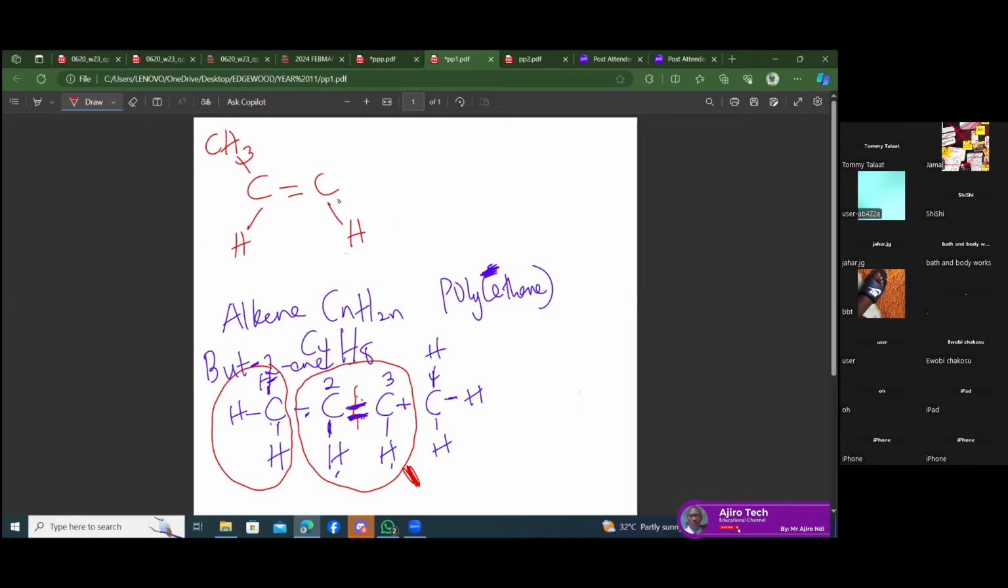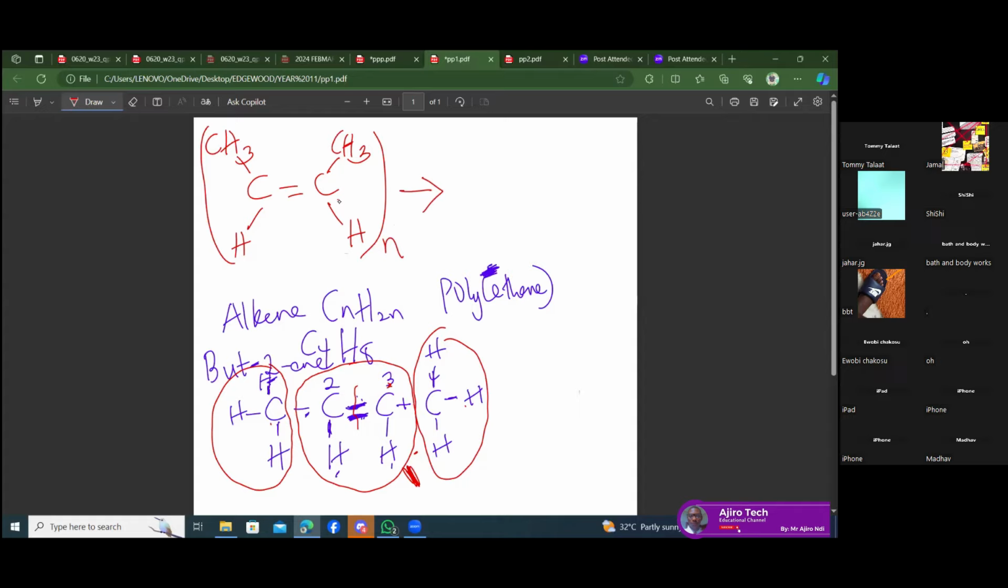All right. Then I go to the other wing. I see carbon 3. What was attached to carbon 3 on the right? Another CH3. So I'm going to put CH3 again, right here. So what I've simply drawn is butene. So I've converted butene to a structure that will be easy for me to draw the polymer.